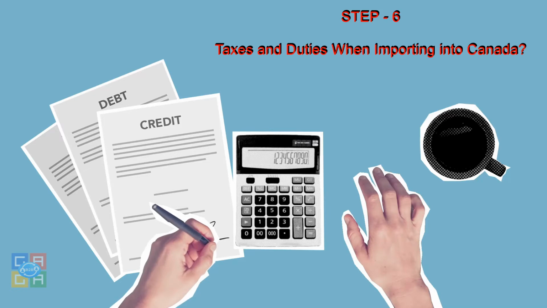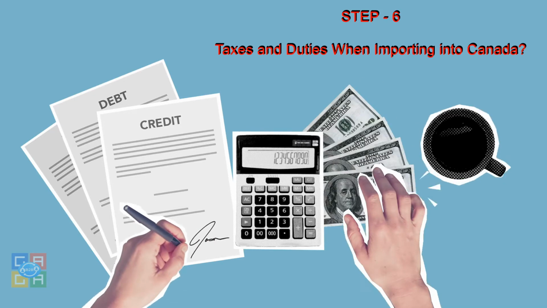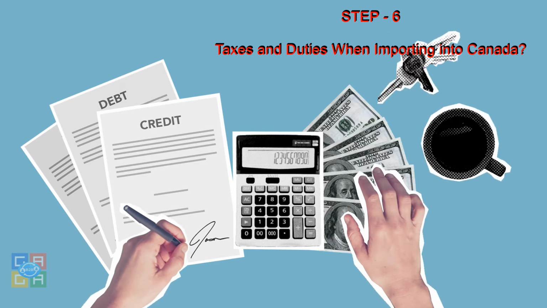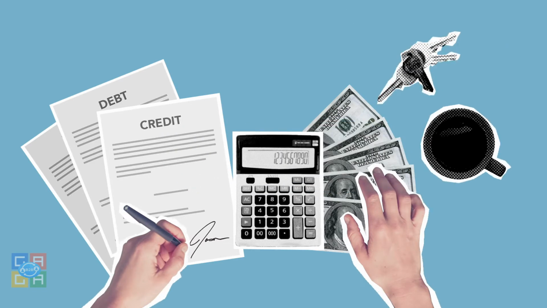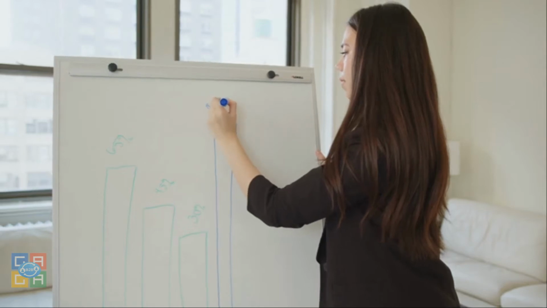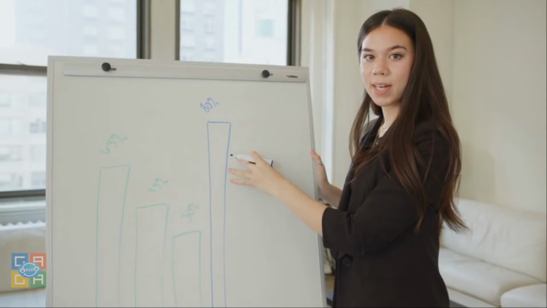Step 6. Own the tax. How will you pay the taxes and duties when importing into Canada? The taxes and duties will need to be paid whenever you import goods into Canada. You can pay these fees by handling the accounting documents yourself or by hiring a licensed customs broker to handle it on your behalf. The three payment methods available when importing into Canada include direct security.